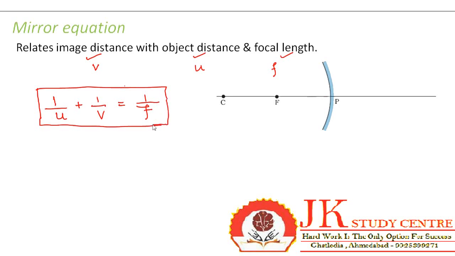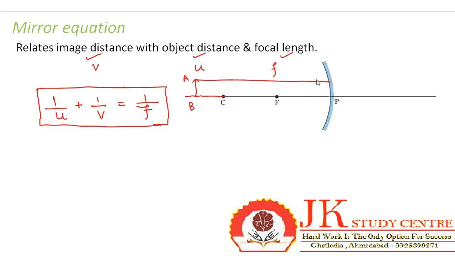Now let us try to prove this mirror equation mathematically. How did we get this mirror equation? So let us consider a concave mirror here, and let us consider any object. Let us suppose we have, any arbitrary position we have considered for now. Let us suppose we have some object AB. Now let us try to plot the ray diagram and try to plot its image.